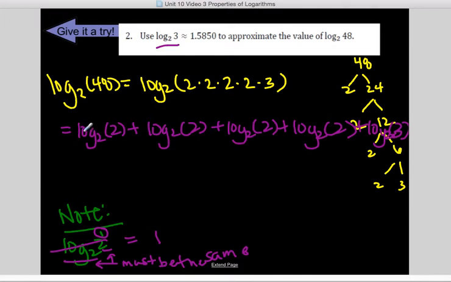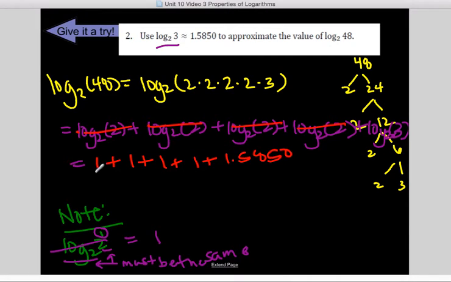So this is equal to 1 plus 1 plus 1 plus 1 plus log base 2 of 3. Log base 2 of 3, which we had, is 1.5850. 1, 2, 3, 4, 5.5850. That would be my answer for example 2.